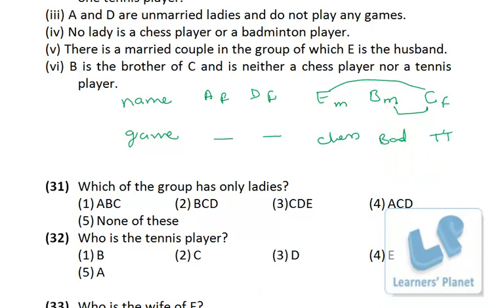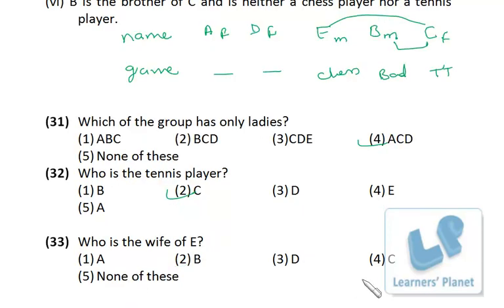Which of the group has only ladies? So we have ladies as A, D and C. So A, C, D, right? Who is tennis player? So tennis player is C. Who is wife of E? That is also C. Okay, so all the questions were very easy. I hope you are clear.